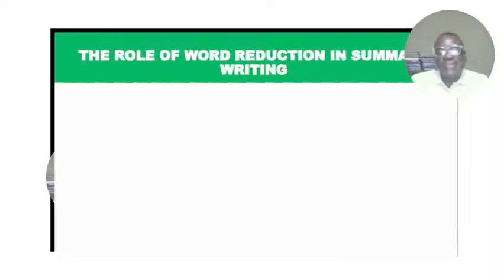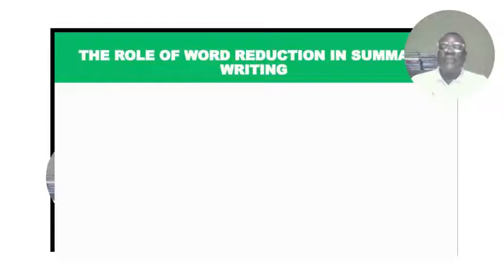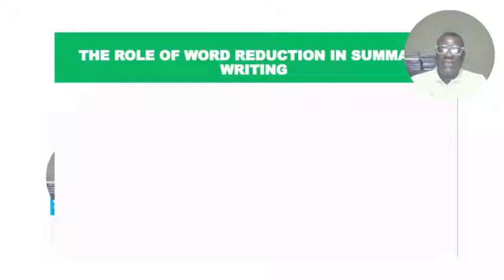Now let's look at the second important item, the role of word reduction in summary writing. Now basically the difference between summary writing and essay writing is that in essay writing you expand the scope of your writing, you increase words, you develop paragraphs, all right? But in summary writing, you reduce words.